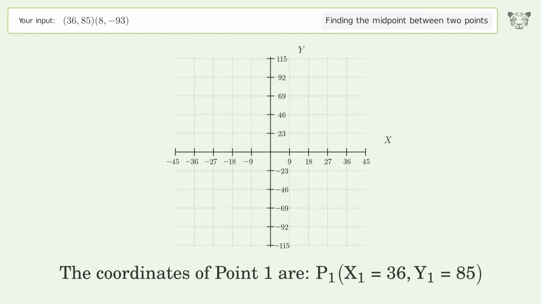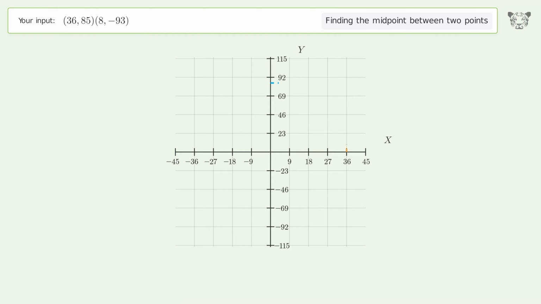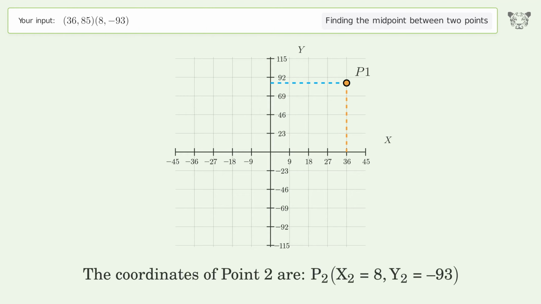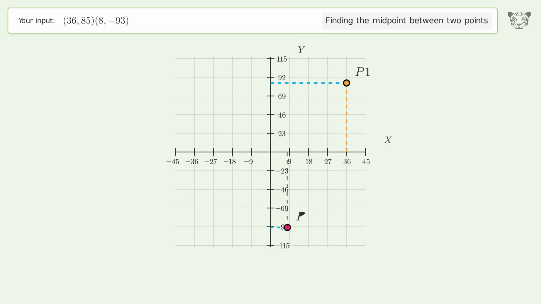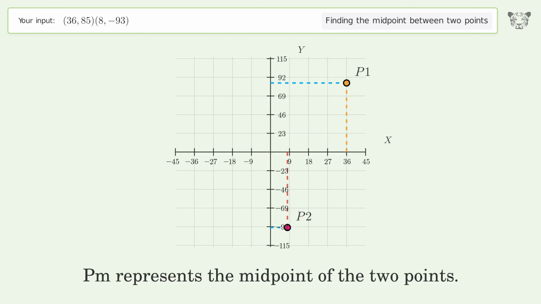The coordinates of point 1 are x1 equals 36, y1 equals 85. The coordinates of point 2 are x2 equals 8, y2 equals -93. PM represents the midpoint of the 2 points.